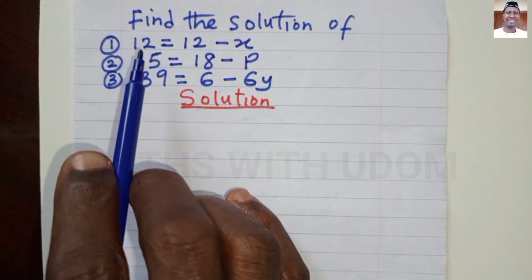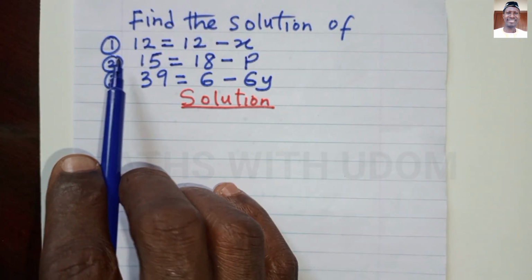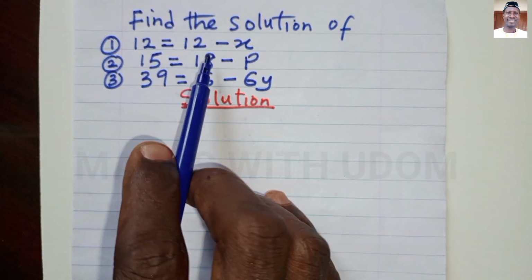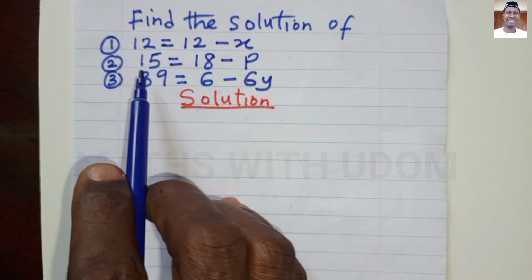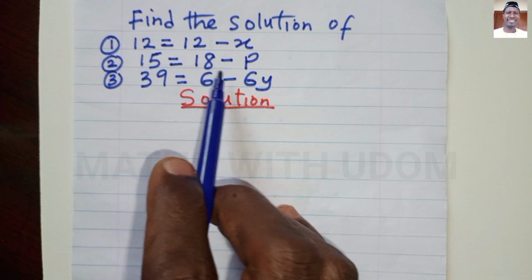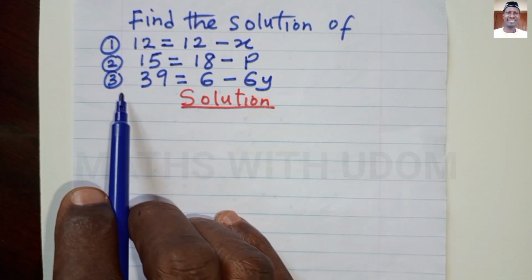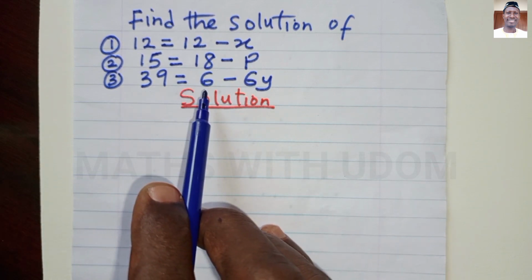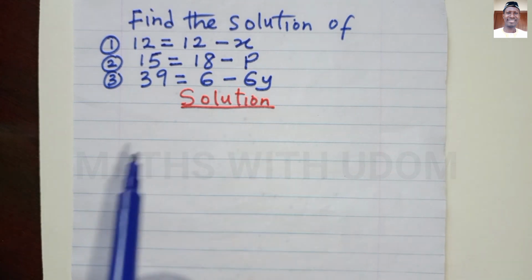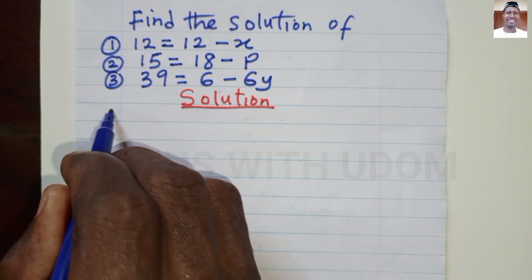Hello, we are to find the solution of number 1, 12 is equal to 12 minus x. Number 2, 15 is equal to 18 minus p. And number 3, 39 is equal to 6 minus 6y. So let's solve them one after the other.